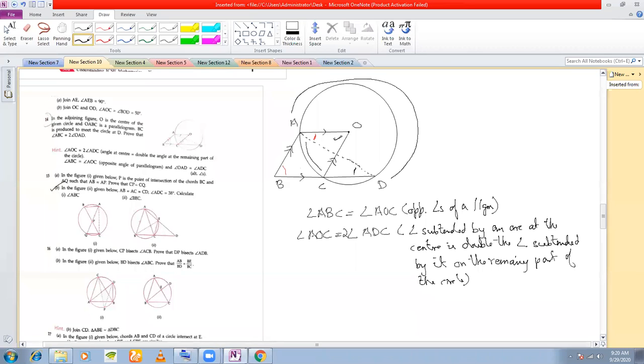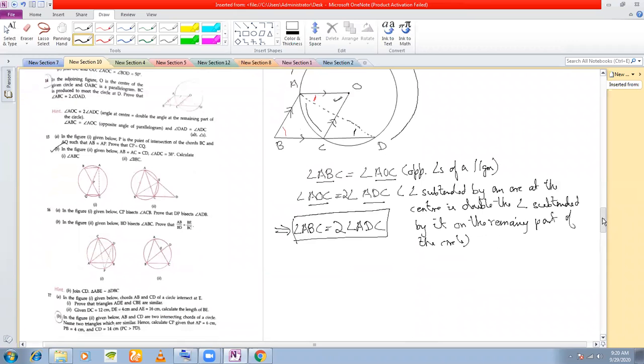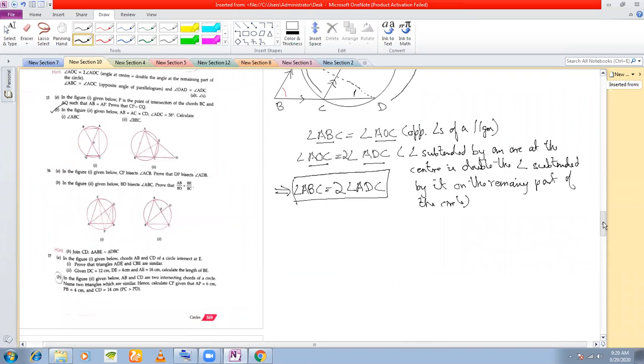Okay, now what do you see? Angle ABC is equal to AOC and AOC is equal to twice ADC. So therefore, ABC must be twice of angle ADC, and that is what we had to prove. This is also a two-line proof. Move on to the next one.